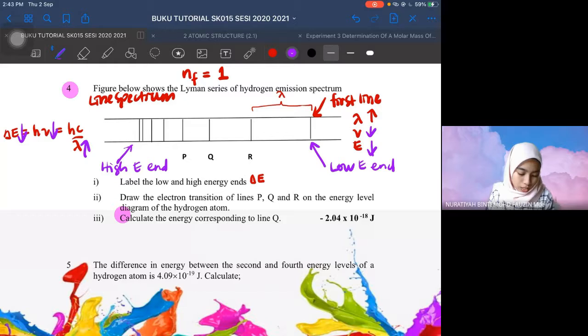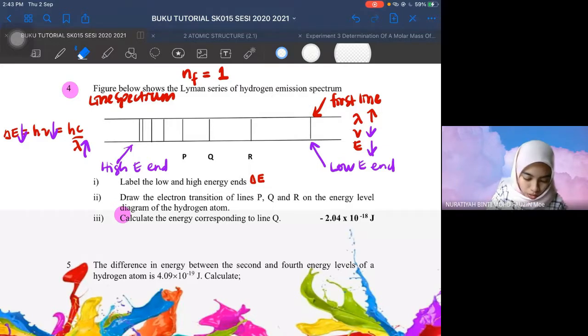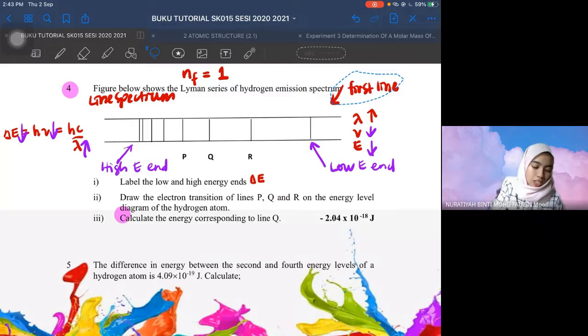Next, draw the electron transition of lines P, Q and R on the energy level diagram of the hydrogen atom. Can you do this one? It's the same as before, right? We already know that the first line, this is the first line, and the final energy level is 1.